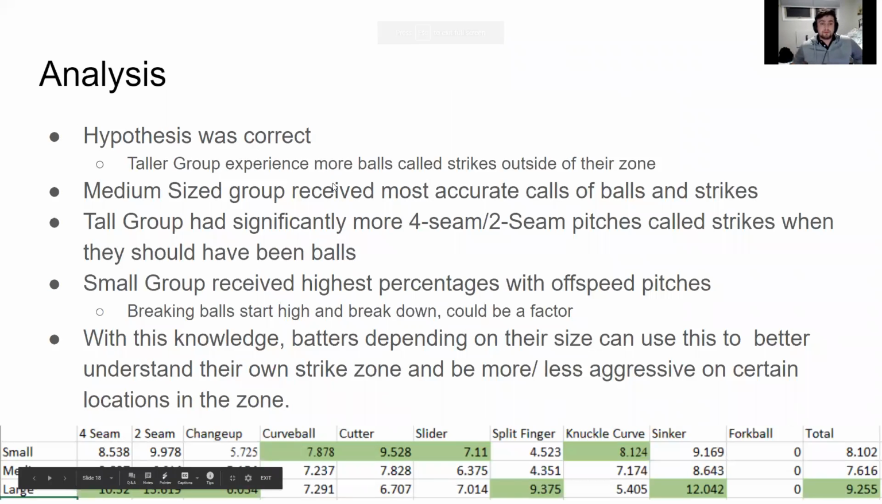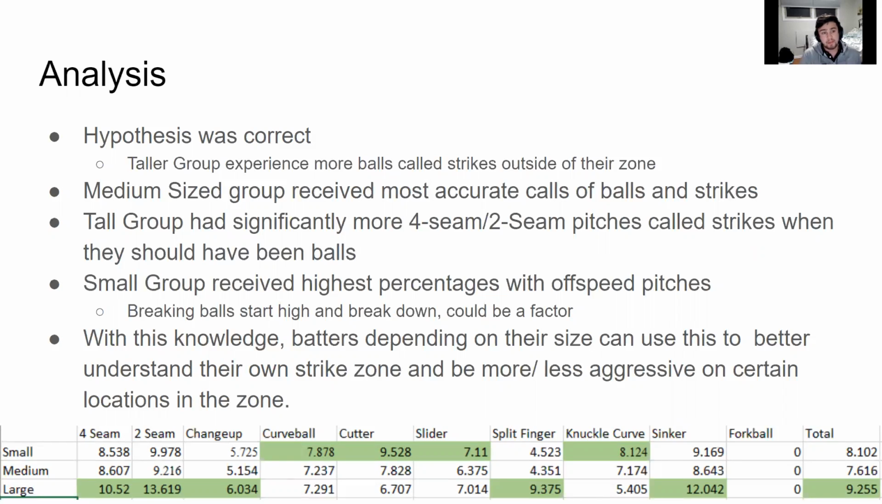So to conclude, our hypothesis was correct. Ultimately, we did see that the taller group experienced more balls that were accidentally called strikes outside of their zone than any other group. If you look at the chart on the bottom, we see a total of 9.255% of the time pitches that were supposed to be called balls, according to our created strike zone, were called strikes, compared to 8.1 for the small group and 7.6 for the medium group.